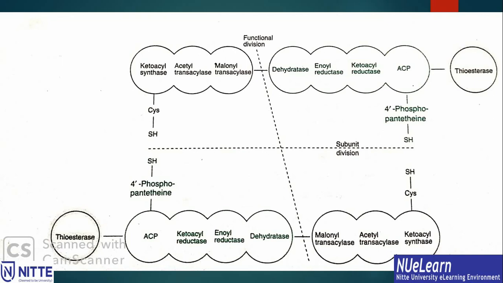If a separate question is asked, explain the structure of fatty acid synthase, then only you are supposed to draw the structure, but no need to write the names of those 7 enzymes. Just show those 7 lobes, each one representing one of those enzymes. Only in one lobe you can show the cysteine SH group. In the other lobe you can show the SH group of acyl carrier protein, where the 4' phosphopantetheine group also has an SH group. Only so much you can show.